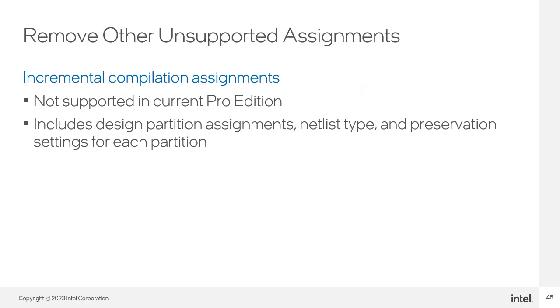There are a few additional assignments that should be adjusted or removed when moving to the Pro Edition. If you have any assignments that are used for the incremental compilation feature, these must be removed. Incremental compilation, the ability to break up a design into design partitions, and then choose which partitions get compiled during subsequent compilations, is not supported in the Pro Edition. Remove any assignments used to create design partitions, set the netlist type to be used for subsequent partition compilations, and any netlist preservation settings.